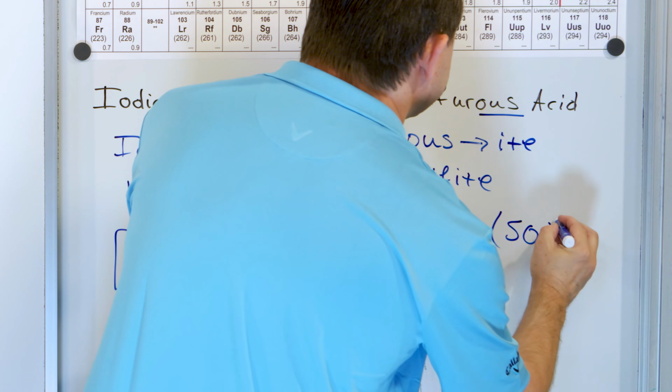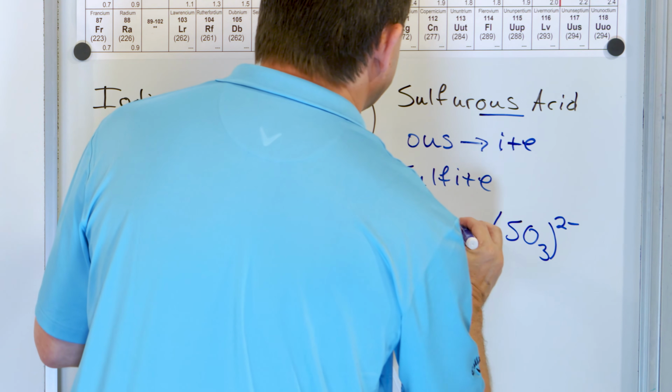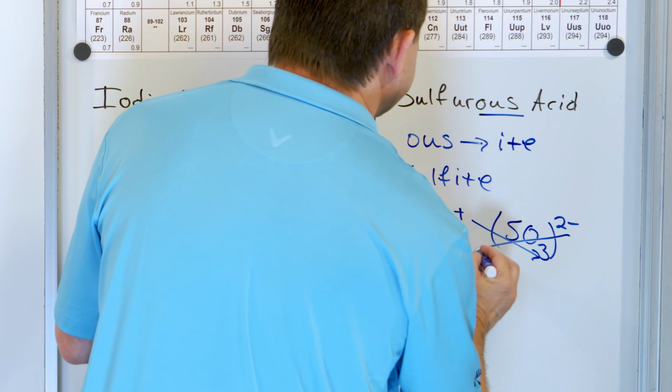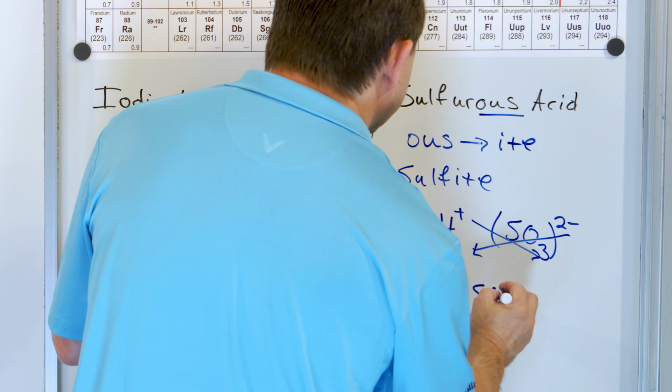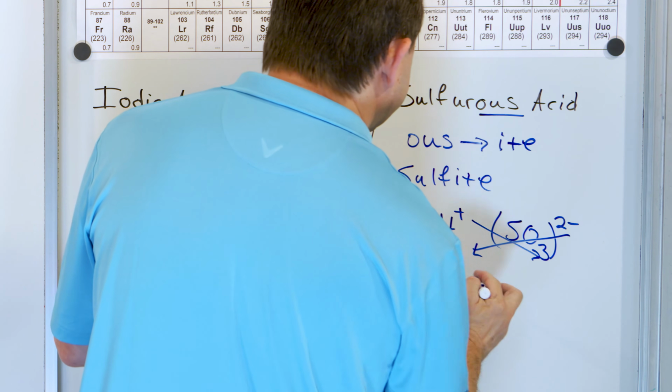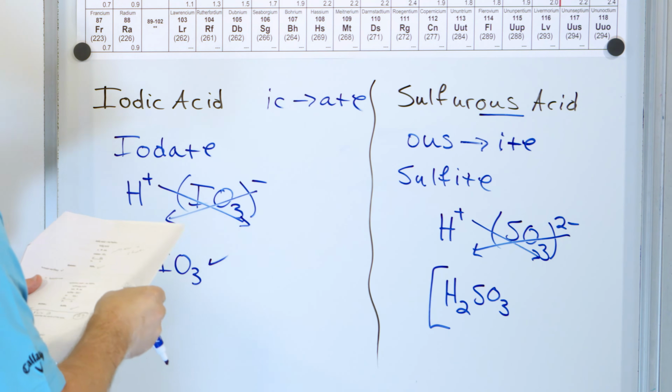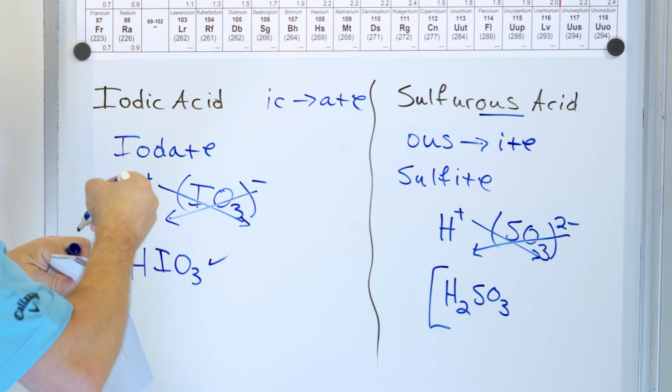SO3 with a -2 charge, and then we have hydrogen, which always has a positive charge, and we do the crisscross, so we get H2, 2 coming from here, and then we have SO3, the 1 going here, so we don't need any parentheses. So we have H2SO3.